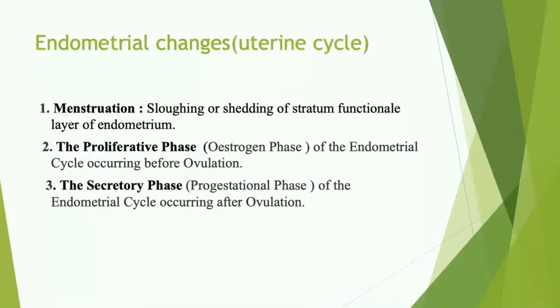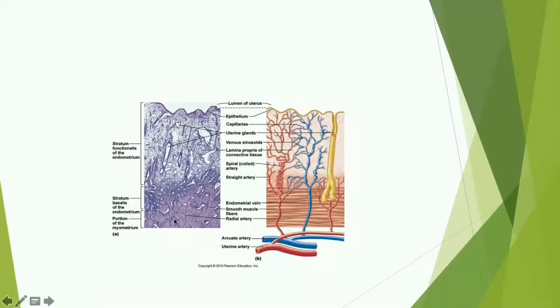Now you start writing about the endometrial changes, also known as the uterine cycle. Here you divide it into three important phases. You have menstruation, which means sloughing or shedding of the stratum functionale layer of the endometrium. Then you have the proliferative phase, which is also known as the estrogen phase of the endometrial cycle, occurring before ovulation. Then you have the secretory phase, which is the progesterone phase, which happens after ovulation.